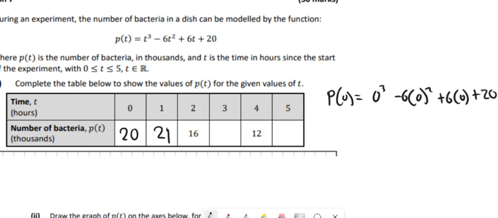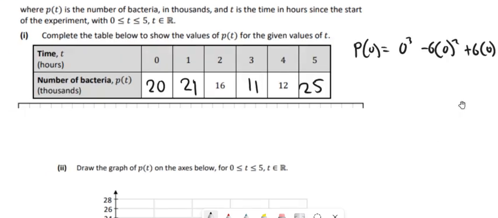Then 2 is already done for us, so we don't need to put in a 2. You can check it if you want. Then we put in a 3 everywhere and we get 11. Then 4 is done for you as well, it's 12. And then we put in a 5 and we should get 25. That's our table filled in.